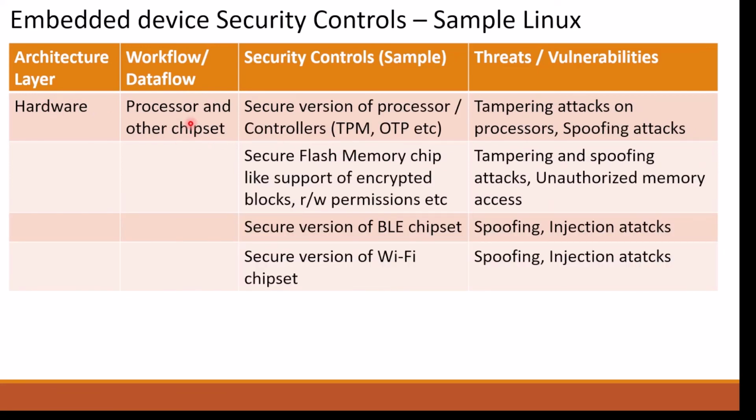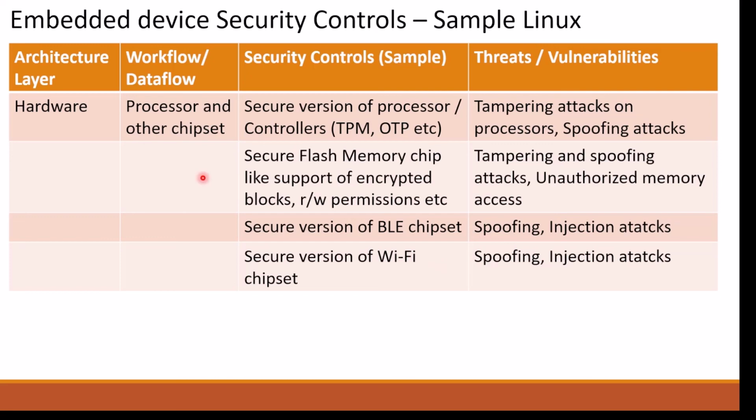Then the hardware layer, processor and other chipset: the trusted platform module, one-time programmable memory, and read-write access, how we are configuring them. So these aspects we need to consider. Flash data, how we are storing it, whether we are encrypting it, and whether the read write permissions are set properly. This aspect we need to consider. Then whether we are using a secure version of the Bluetooth chipset and a secure version of the Wi-Fi chipset. These controls we need to address when we do the assessment on the hardware layer.